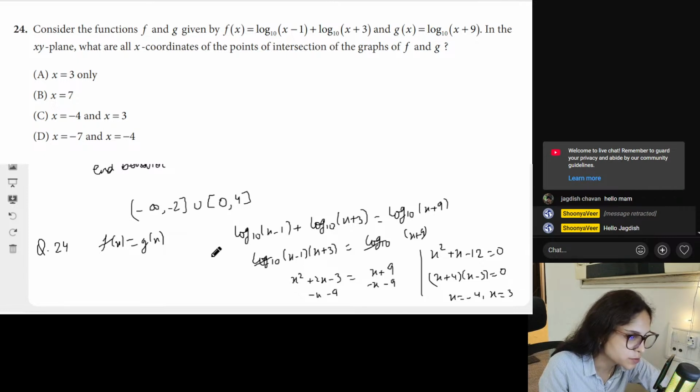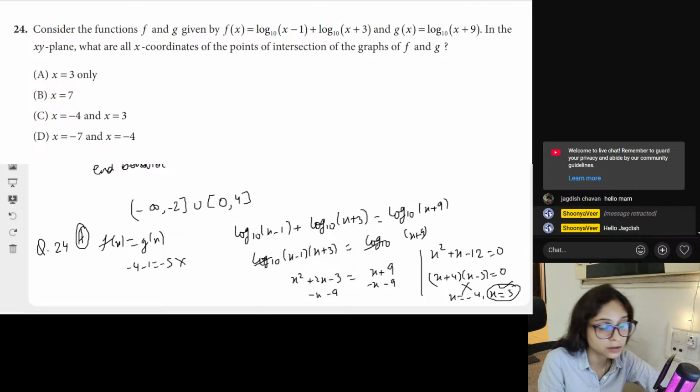Now negative 4 minus 1 is negative 5, that is not part of the domain. So x is equal to 3 is the only answer, and that is option A. x is equal to negative 4 is extraneous, okay? Because it is not fitting the domain, because the arguments inside logs cannot be negative.